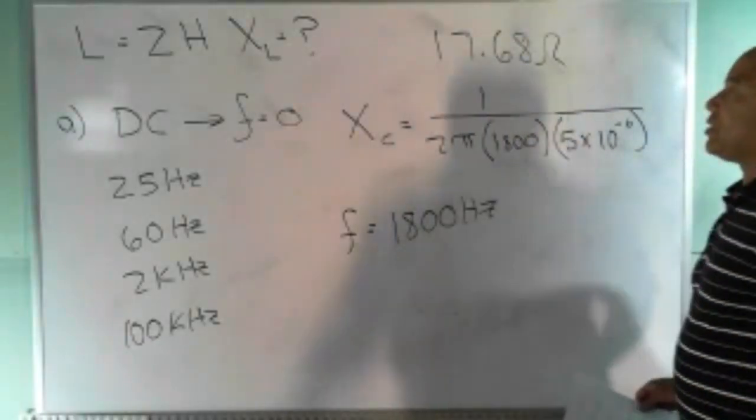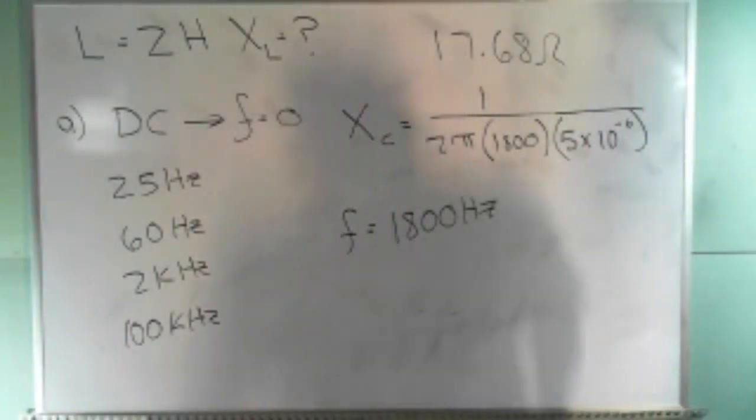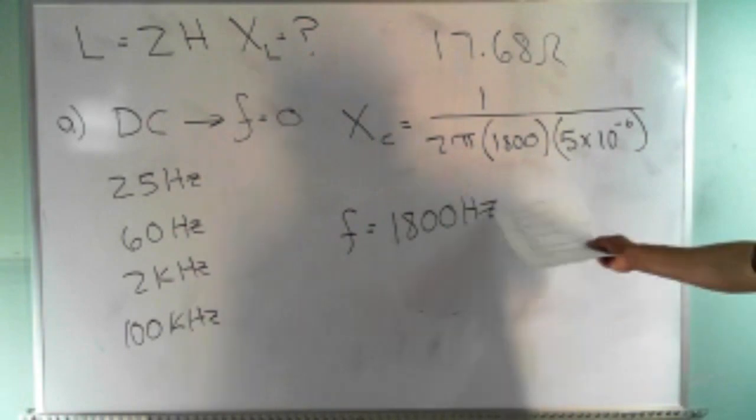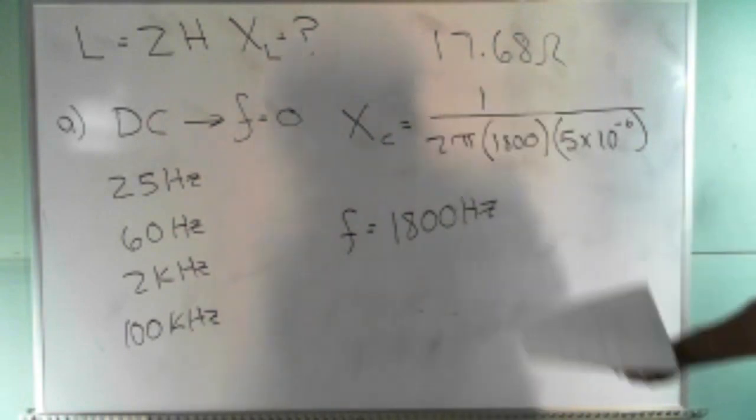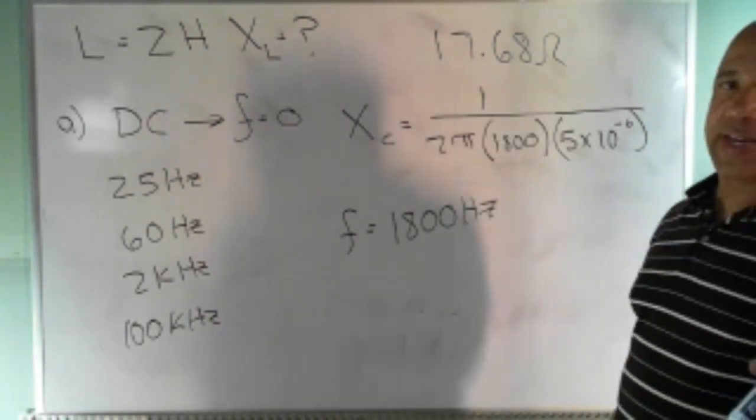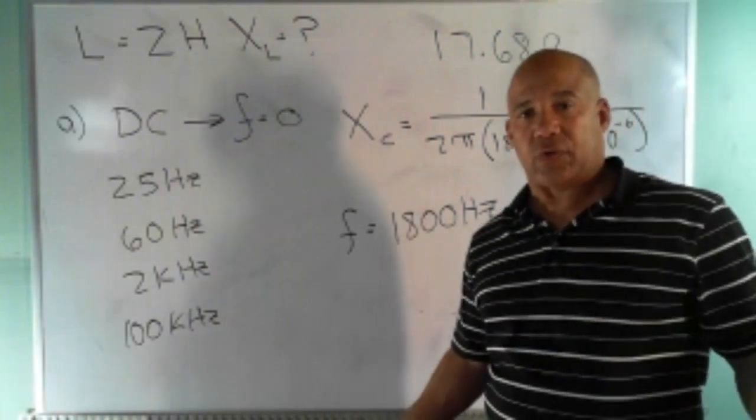I got 17.68 for that one. All right, I think that's right. I remember that number from last semester. So I think that's right. But the point is, as frequency gets higher, XC gets lower, and eventually you can get high enough that XC is equivalent to a short circuit.